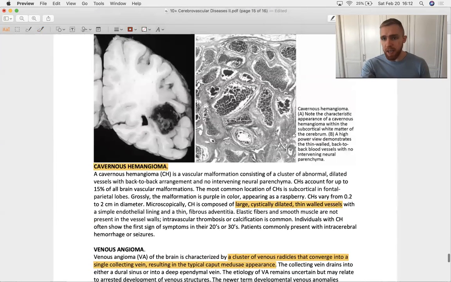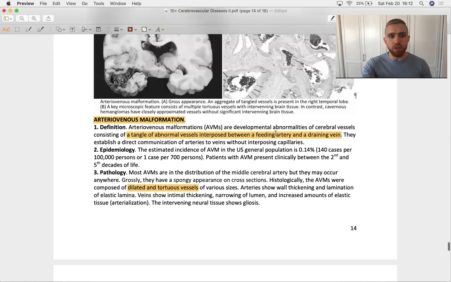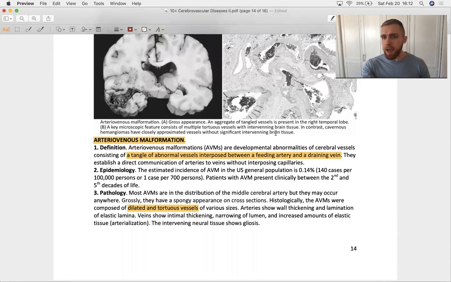Now, the two that you have to tell apart, because they like to give you photos of this grossly, or they like to show you histology of this, the two you want to tell apart are the cavernous hemangioma versus the AVM. So the AVM is like a knot.